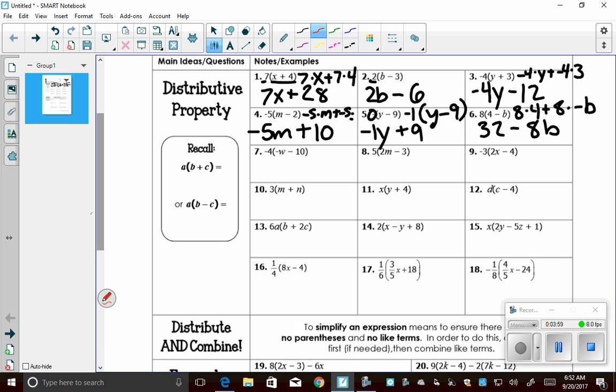Okay, number 7. Negative 4 times parentheses negative w minus 10. So just multiply again. Negative 4 times negative w gives me positive 4w because a negative times a negative is a positive. And negative 4 times a negative 10 gives me a positive 40.